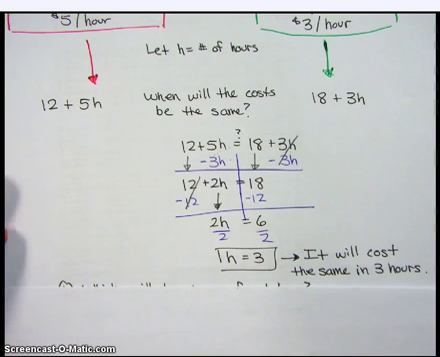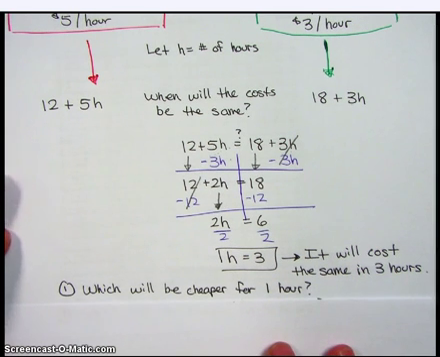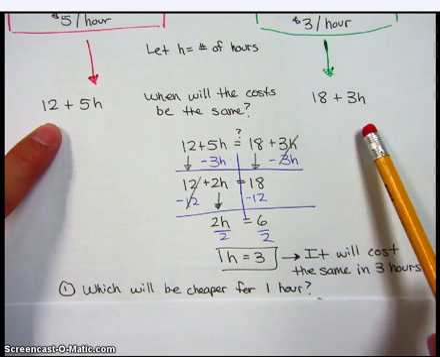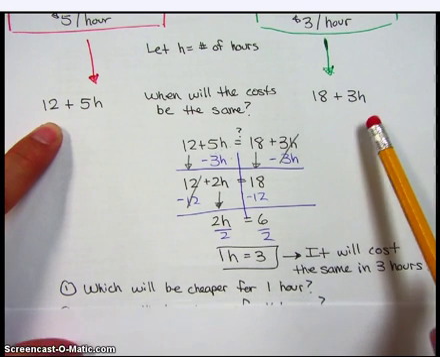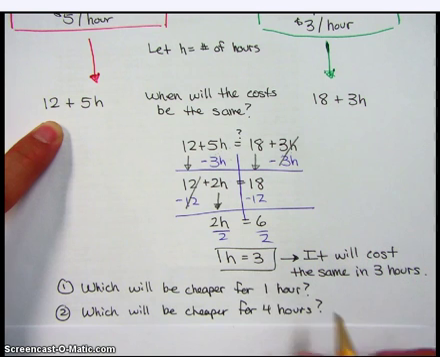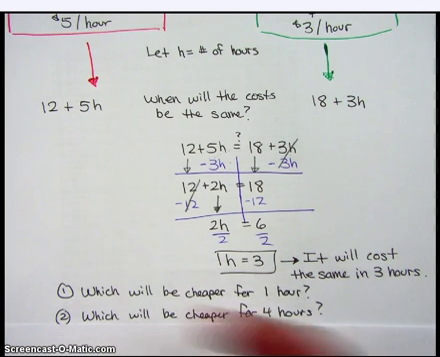My next question would be, which would be cheaper for just 1 hour of work? Which one would be a better deal if I just go for 1 hour? My other question would be, which would be cheaper for 4 hours? So I want to know less than 3 and greater than 3, which ones are a better deal? Okay, try those out.